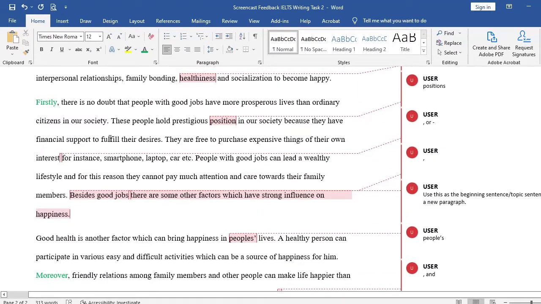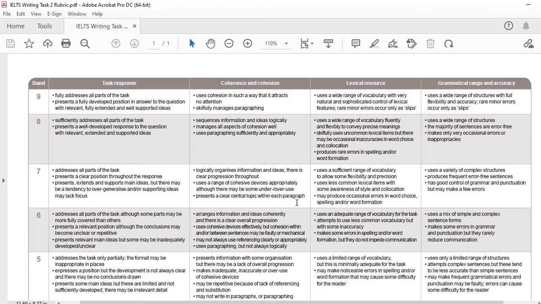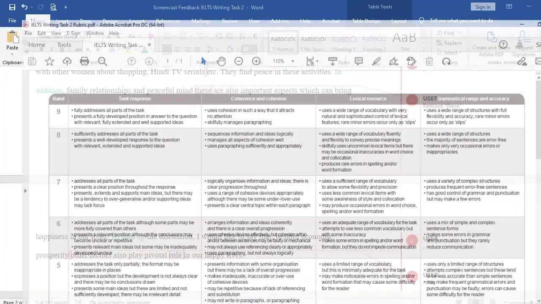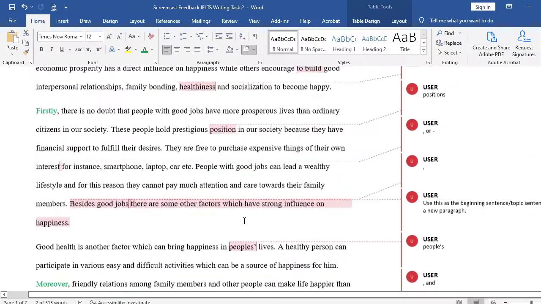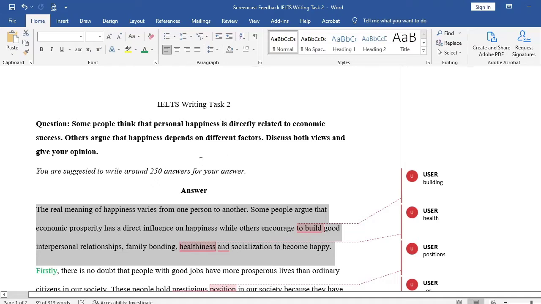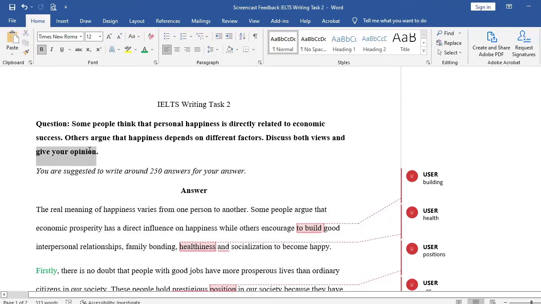So first of all, task response. Okay, so let me bring out this official rubric document so that you can also see whether my feedback is in line with the official IELTS guidelines or not. I may be mistaken, but I am adhering to this rubric as much as I can. So task response, as I said, the first paragraph is not a good introduction because it doesn't discuss both the views. It only gives my student's opinion.